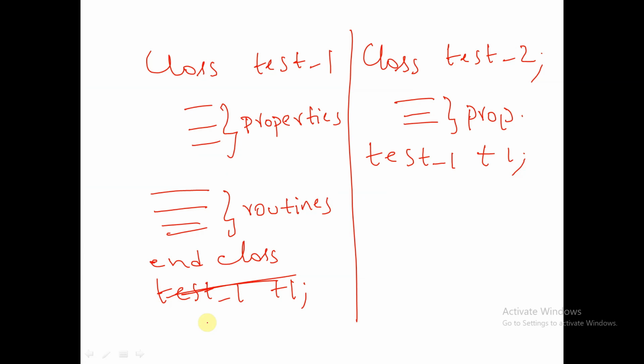As discussed, we can declare a class inside another class. For example, I've taken a class called test_one, and I've declared some properties and routines inside the class test_one, and ended the class. I've declared another class called test_two, and I'm declaring some properties, and I'm declaring the handle of test_one as t1.